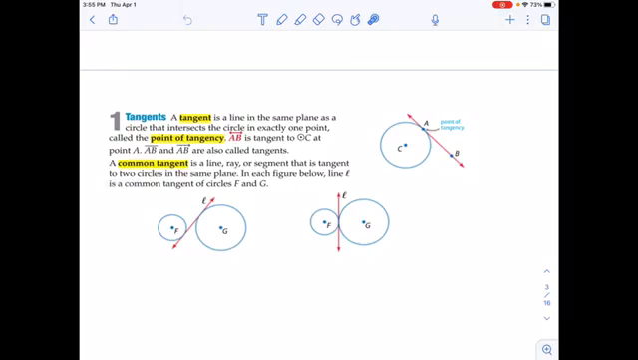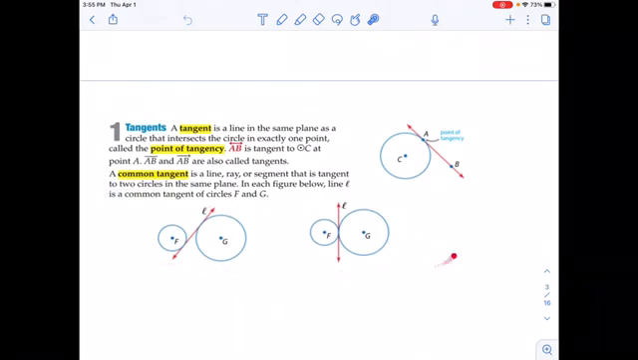And that point is called the point of tangency. So we have line AB is tangent to circle C at point A. You could also say segment AB is tangent and ray AB is tangent as well. A common tangent is a line, ray, or segment that is tangent to two circles in the same plane. In the figures below, we have that happening. Line L is tangent to both circle F and circle G, and in this example as well.